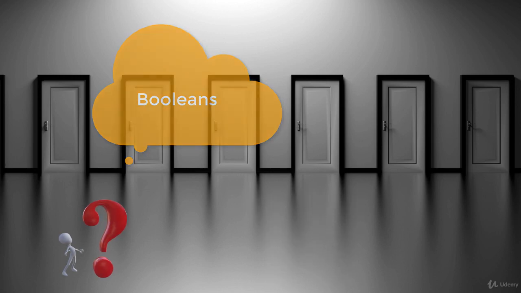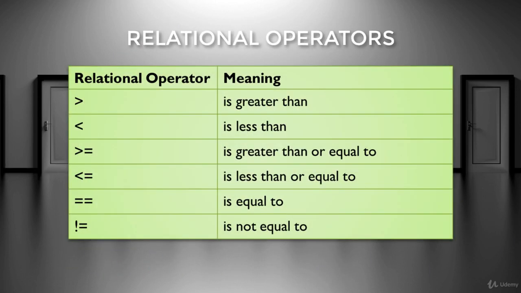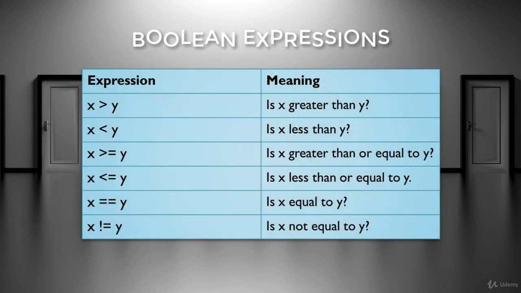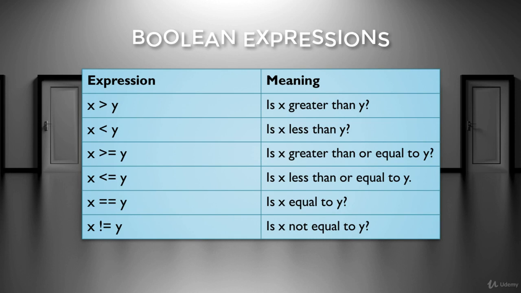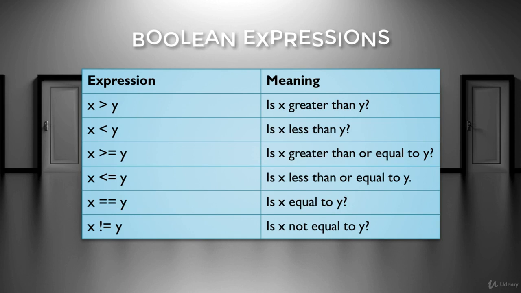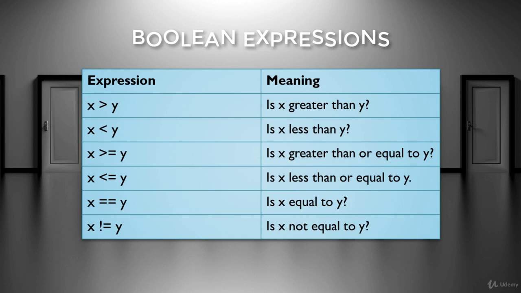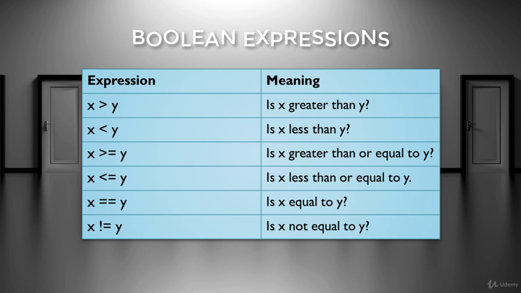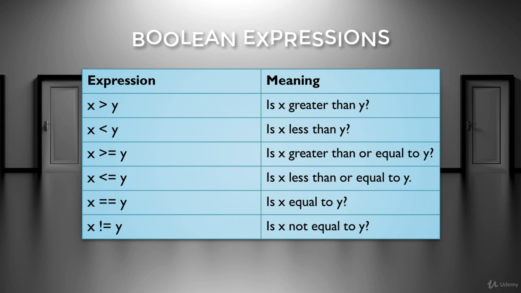Let's look at the relational operators. We can use the greater than, the less than, the greater than or equal to, the less than or equal to, and not equal to. So we can use these operators now in what we call Boolean expressions. The following table gives us some expressions as examples. For example, I could ask the question, is x greater than y? Is x equal to y? Is x greater than or equal to y? So these now form the type of questions we could ask in our coding. We will look at them a bit later in the video.